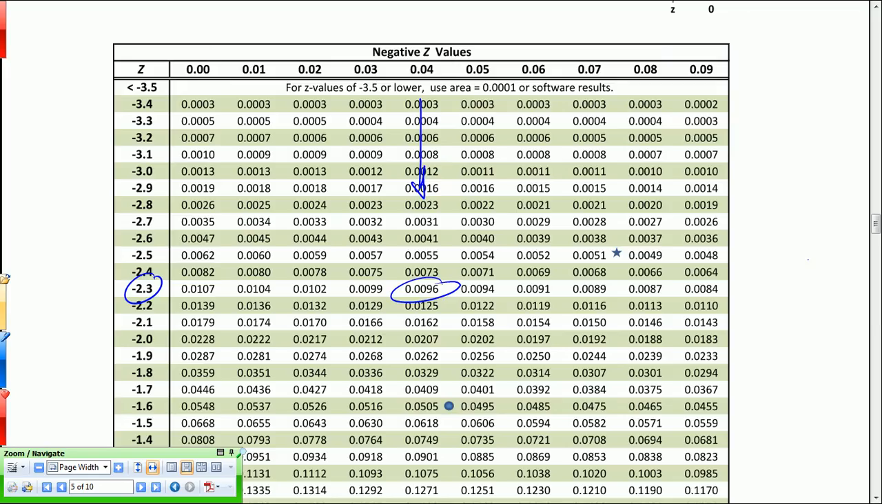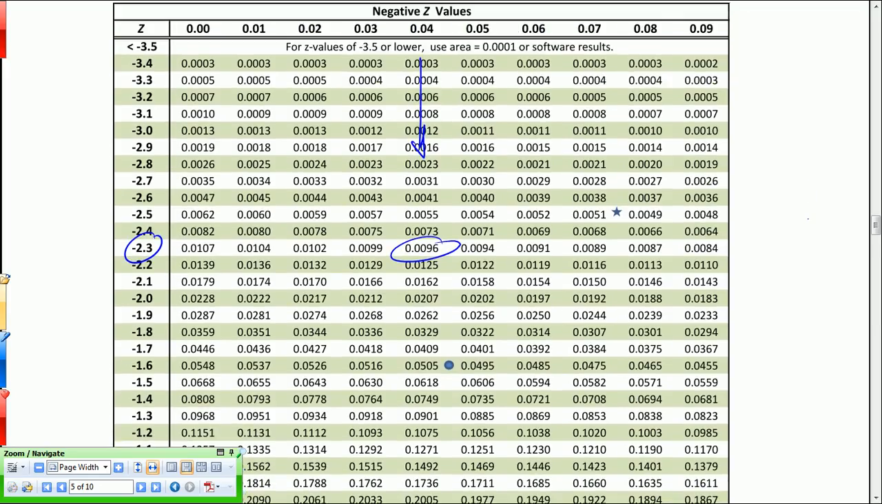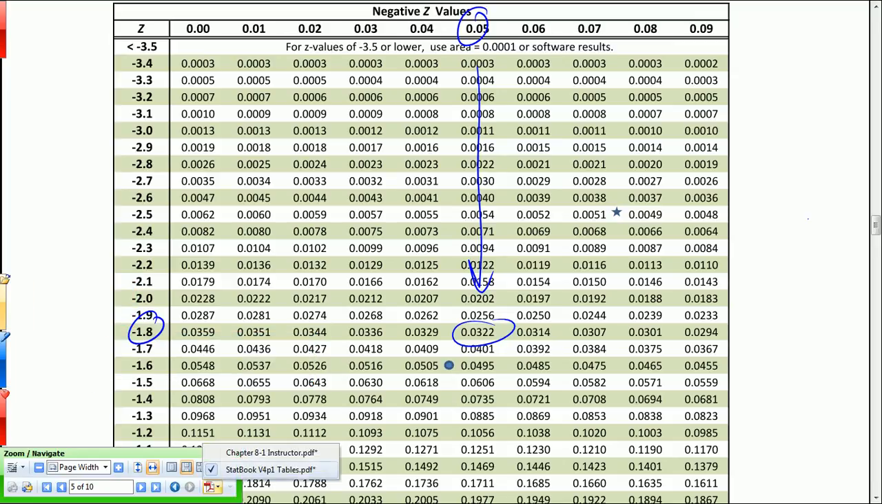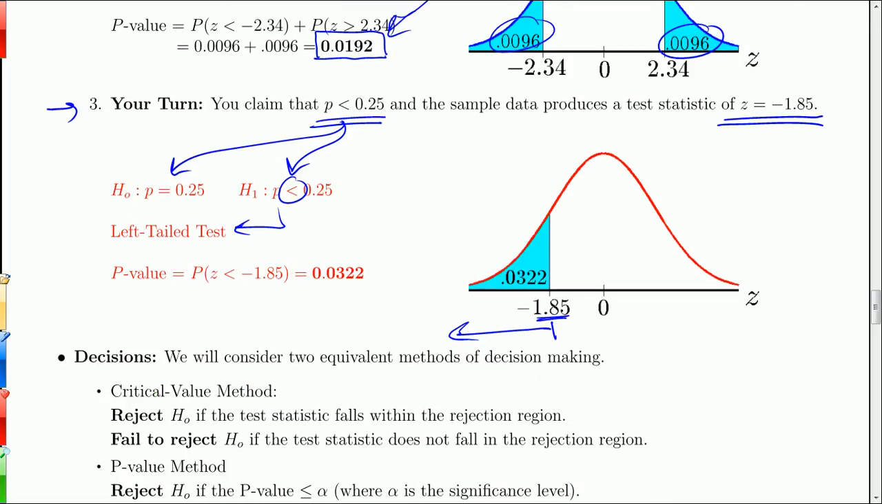And that's the easiest thing to do. We just go to the table, negative 1.85. Looks like I'm 0.0322. So that's the p-value. So its extremeness in terms of a left-tailed test is 0.0322. That's pretty small, meaning that only about 3% of these z-values are more extreme than negative 1.85 in a left-tailed sense.